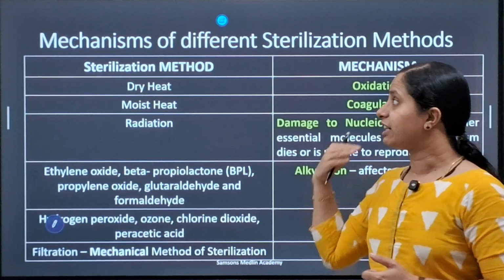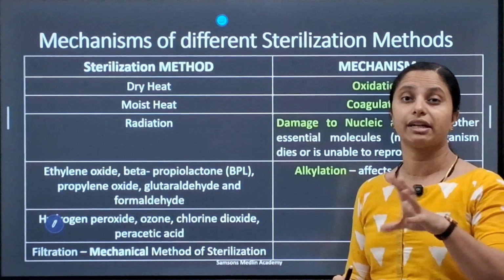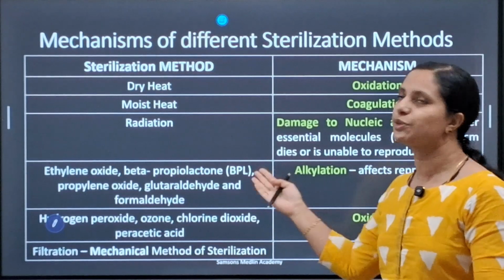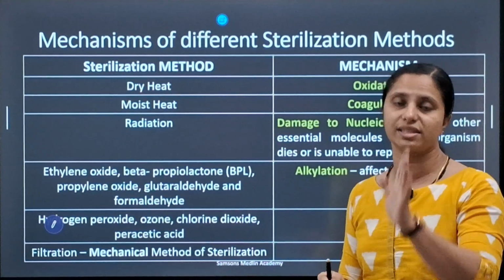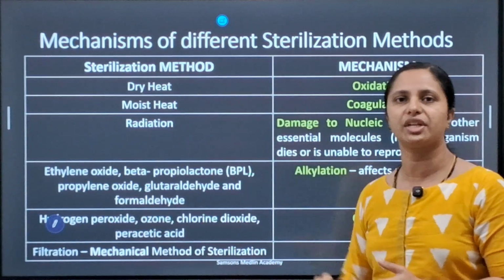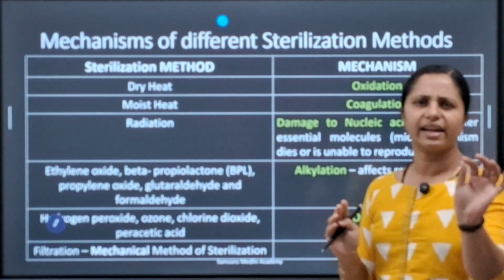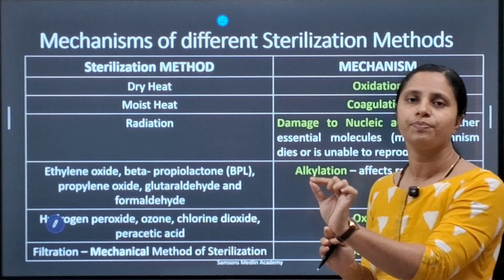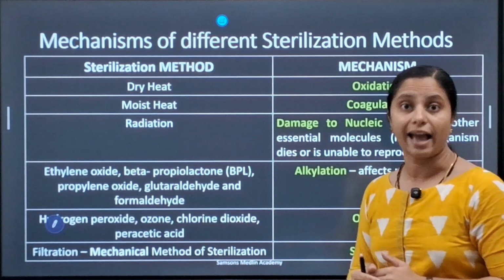But let's have a glance through the different mechanisms of sterilization, that is mechanism of different methods of sterilization. So first one is dry heat. What is the mechanism of dry heat sterilization? Yes, it is oxidation reaction. Okay, coming to moist heat, it is coagulation. Coming to radiation, radiation causes damage to biological molecules of the microorganism, especially to nucleic acids.